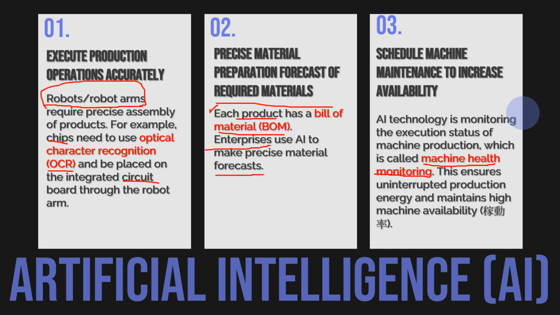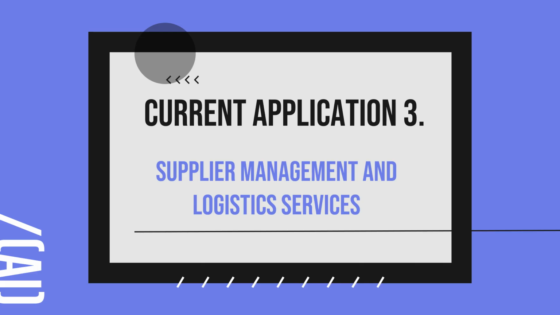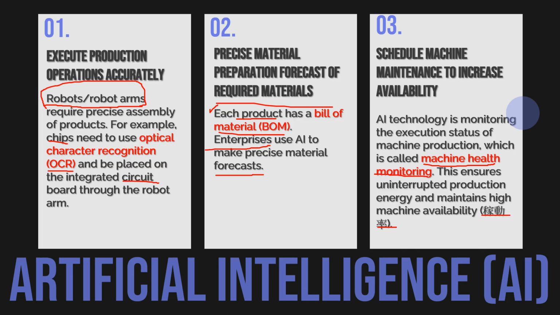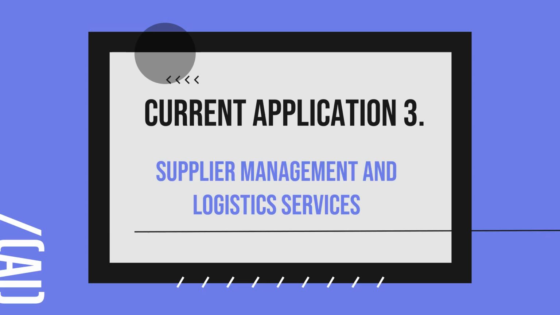Okay, in Chinese they call it 稼动率. Okay, high machine availability. 稼动率. Okay, it's like Vietnamese 稼动率. Higher machine availability. Sometimes they will call it 商.